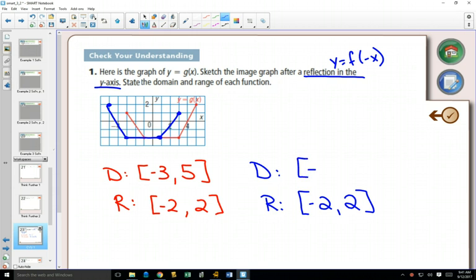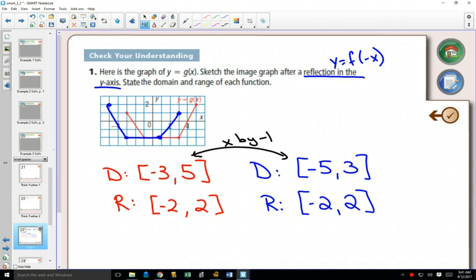Now our domain is from -5 to 3. So you can see that from the graph, and that's a great way to get the range. But you can also see it directly in here, because the only thing that's happened is your x values have been multiplied by -1. And so instead of +3, you have -3. And instead of +5, you have -5. And things have been flipped around.